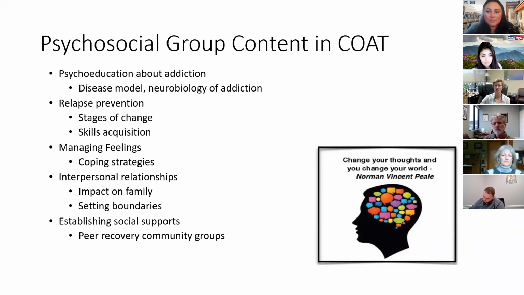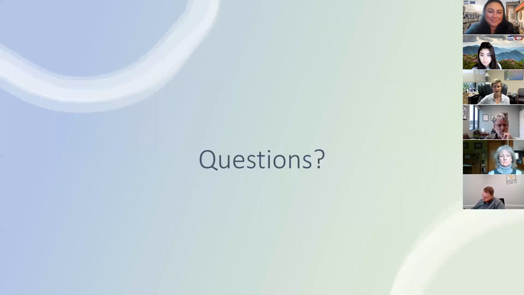Interpersonal and family relationships. Sometimes we don't really get to this until the biweekly phase of treatment. So the impact of substance use on the family, how to set boundaries, how to repair relationships that have been damaged if possible. And then really developing sober social supports. And so that covers generally the models and modalities.